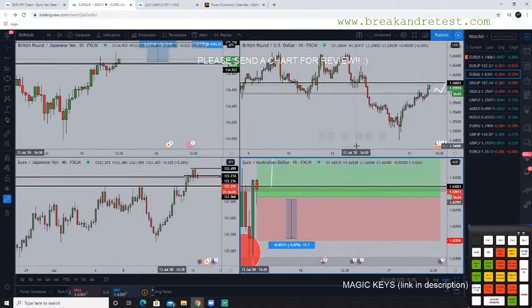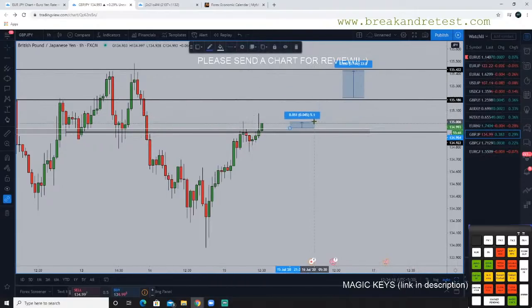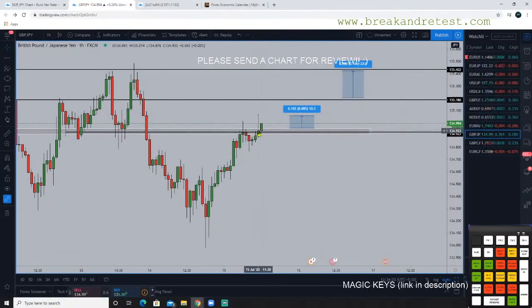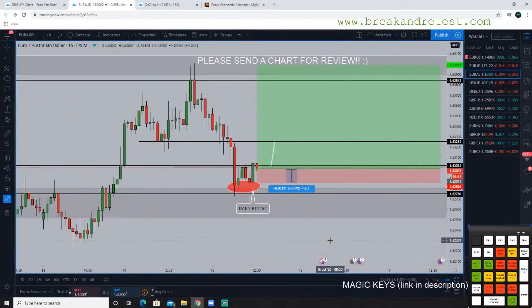What about GJ? GJ is not a breakout because it didn't close above. This is like an indecision candle. It couldn't close well above. We need at least 10 pips close to take a break and retest, or 5 pips at least. But here it didn't close above, so there's no break and retest on GJ.